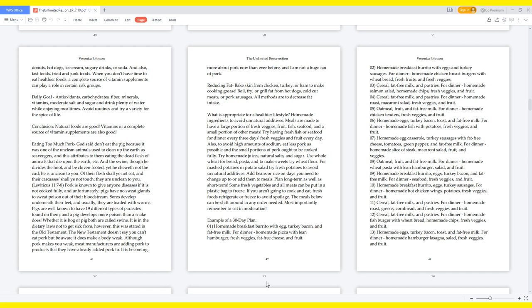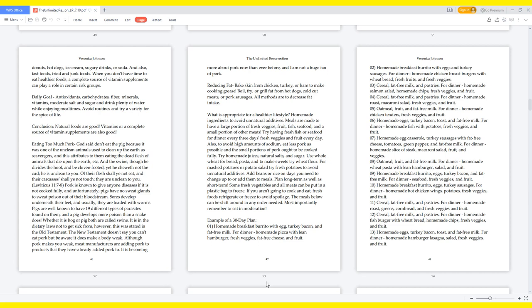Day 1: Homemade breakfast burrito with egg, turkey bacon, and fat-free milk. For dinner, homemade pizza with lean hamburger, fresh veggies, fat-free cheese, and fruit. Day 2: Homemade breakfast burrito with eggs and turkey sausages. For dinner, homemade chicken breast burgers with wheat bread, fresh fruits, and fresh veggies.